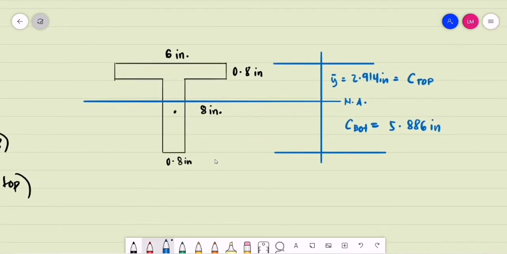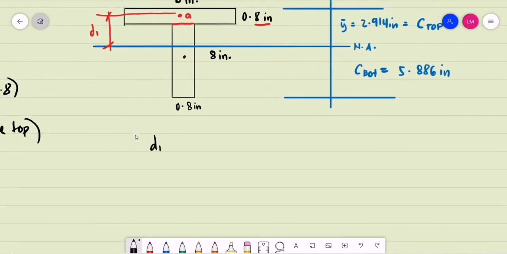For the computation of the moment of inertia, we need to locate the distance of the centroids of these two areas, the web and the flange, to the neutral axis. So let's assume that this is the centroid of the flange, point A. What is this distance from point A to the neutral axis? That is basically 2.914 minus half of 0.8. Let's say this is d sub 1. How do we compute for d sub 1?